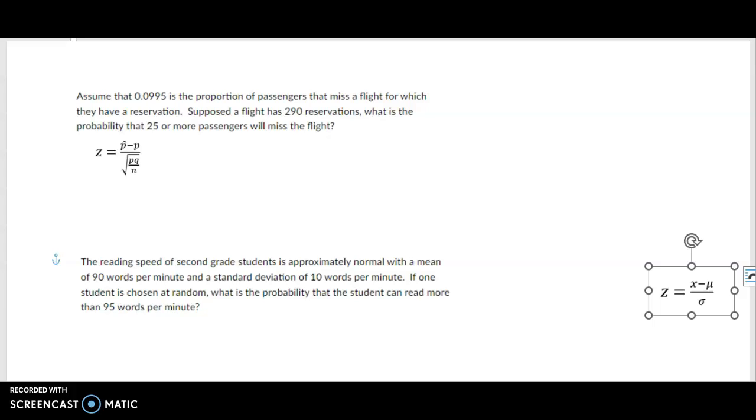All right. So first of all, what's given? We have the known proportion of missed flights, 0.0995. That's P. And our P hat's a little disguised here. For this scenario, 25 out of 290 are missing, and we'll use the more than when we write our probability statement. So that's P hat. I could calculate that and change it to a decimal. I'll plug that in, and I get 0.08621.